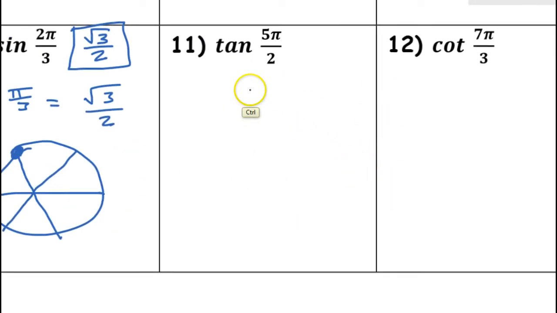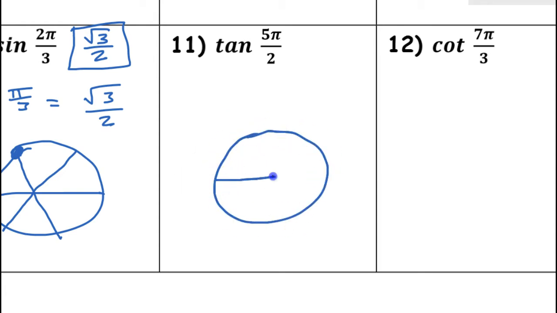Okay, let's do a few more. Tangent of 5 pi over 2. Pi over 2, again, is a quadrantal angle. Okay, like this is pi over 2 right here. So if I went all the way around, that would be 4 pi over 2. So 5 pi over 2 would be one more. So that's going to be right there.